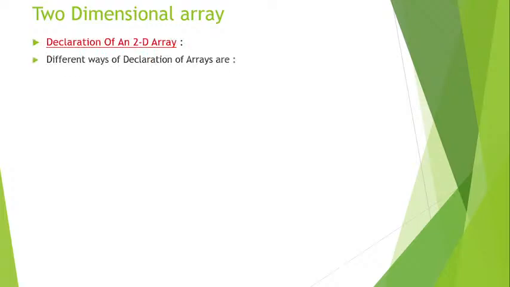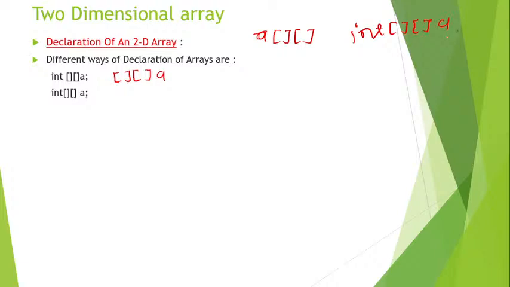Now how can we declare it? We have a lot of ways to declare it. First of all, you can use a double square bracket and later define the name. Otherwise you can define the name a followed by two square brackets. Or you can define int, two square brackets, and then a. But if you define b as well, it will still consider a and b both as multi-dimensional arrays. So keep in mind that whenever you define int followed by the square brackets, that means it is your multi-dimensional array.